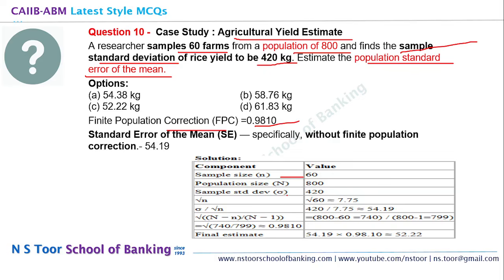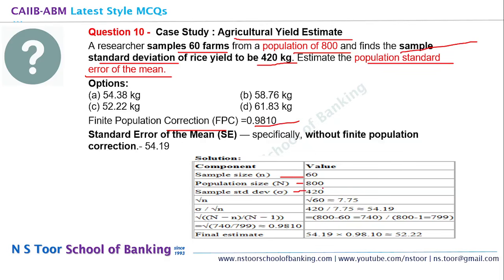Sample size is 60, as I have already discussed with you. What is my population size? Population size is 800, that is big N. Sample standard deviation, that is sigma, is equal to 420. They have already given you sigma as 420.